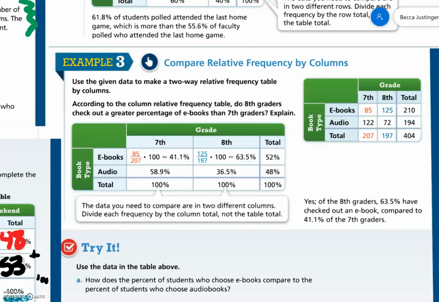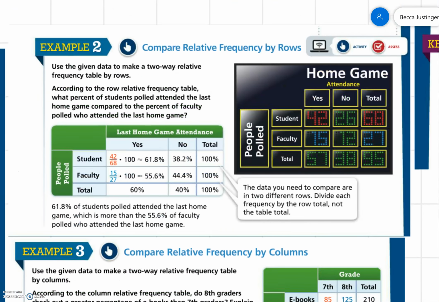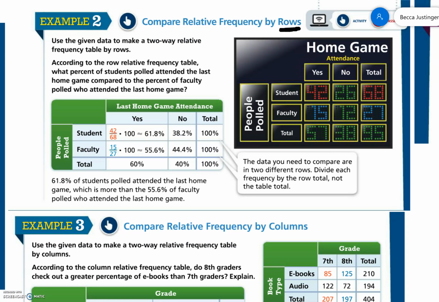All right, example number 2. This is comparing relative frequency by rows. So we just compared the relative frequency out of the entire total. This is when we just look at the rows. So use the given data to make a two-way relative frequency table by rows. According to the row relative frequency table, and row is straight across left and right like horizontal, what percent of students polled attended the last home game compared to the percent of faculty polled who attended the last home game?